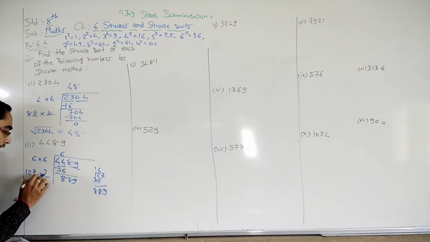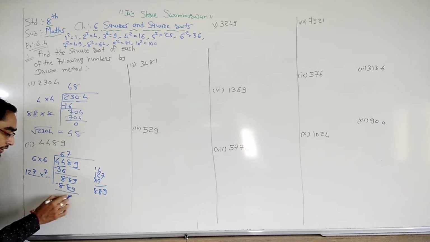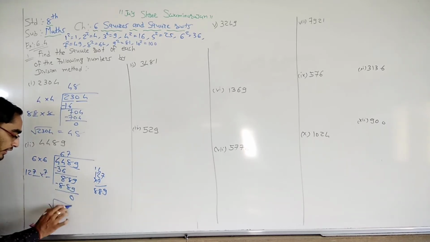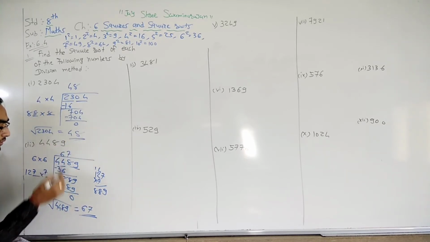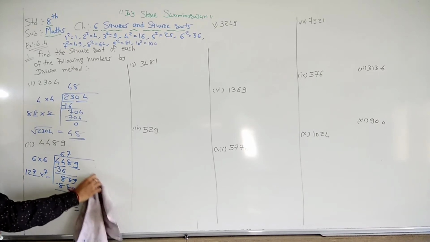So put 7 here, and that 7 we need to write here as well. So it becomes 889. Remainder 0. So the answer of the square root of 4489 is 67. Okay, so this is the actual process, and these are the rough ones. These things we need to write.